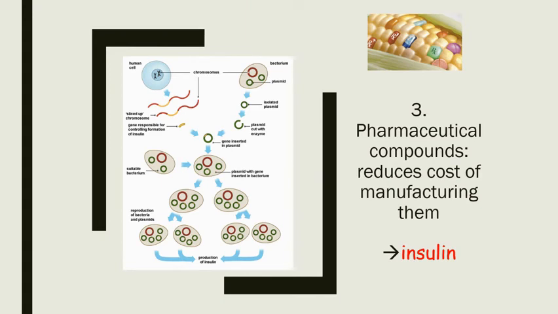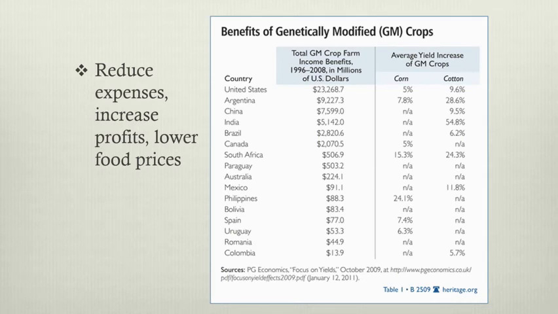It's even possible to use plants to create pharmaceutical compounds, by modifying the genetics of the plants so that they grow the compounds that we need for the pharmaceuticals. This is commonly, or has been, used to create insulin. And like we said, when you modify these organisms, it reduces your expenses, which increases your profits and ultimately should lower food prices.